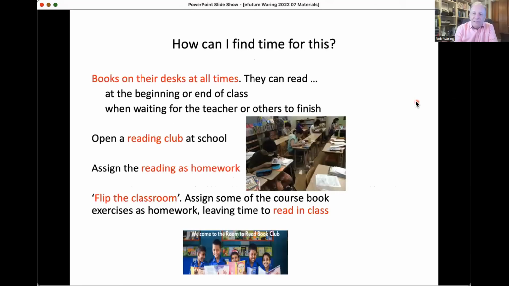So how do you find time in your curriculum for this? Well, put the books on their desks, get them to leave their books there. If the students have a bit of spare time, then just get them to read, or get them to read before you enter the class. Start a reading club, make the reading homework, or make the textbook the homework and read in class, and they can share their activities in class. So there are lots of ideas. As I said, in this book here, there are many, many different things that you can do.